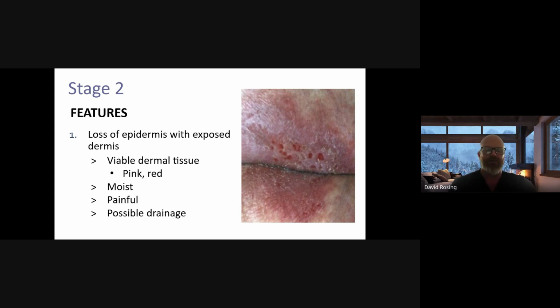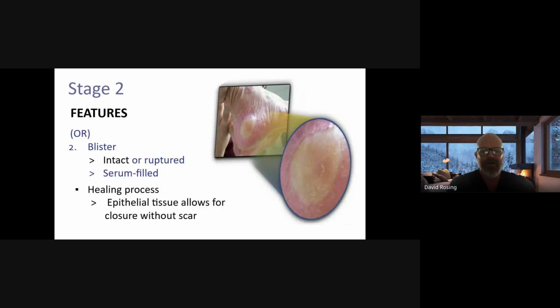So it really requires being a little bit of a detective and trying to figure out exactly what's going on. The more you do it, the more confident you'll be with your decision. And I can tell you now, I still look at it and I'm like, I don't know. I don't know if that's MASD or stage 2. Like, has this patient got diarrhea? What's going on? If they've had diarrhea for a long time, it makes sense that this could be MASD. Other examples of stage 2 would be an intact or ruptured blister, serum filled, that you can see here.